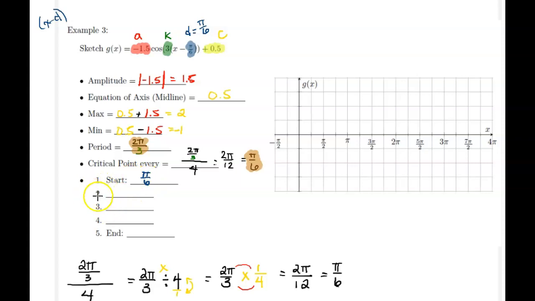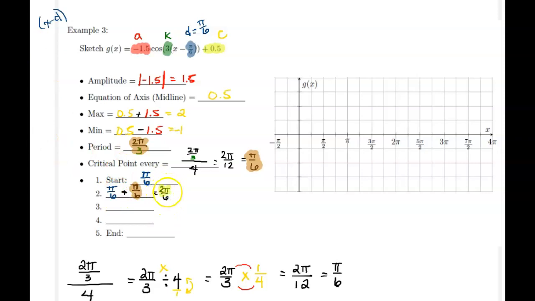For my second critical point, I'm going to go from that original pi over 6, and I'm going to add the distance between each critical point, which is this pi over 6. So this is why I like to use my colors, so you can see where things are coming from. Okay, so when I add those two together, that's going to give me 2 pi over 6. I'm lucky because my denominators were already the same.